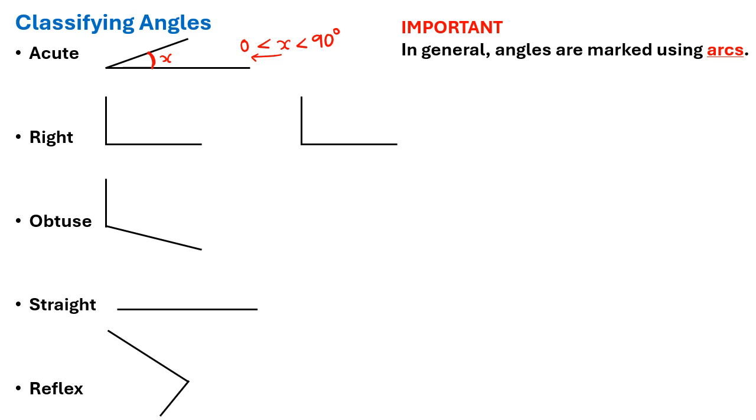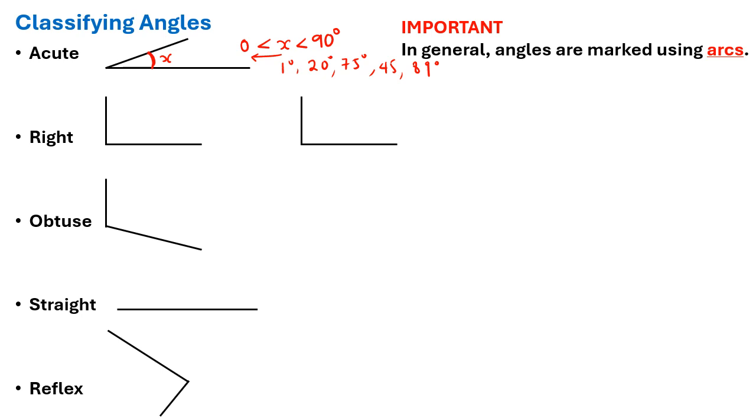If you want to give examples of acute angles, there will be maybe 1 degree, very small, 20 degrees, angles such as 75 degrees, 45, even 89 degrees will be considered an acute angle. As long as it is less than 90 degrees, it will be an acute angle.